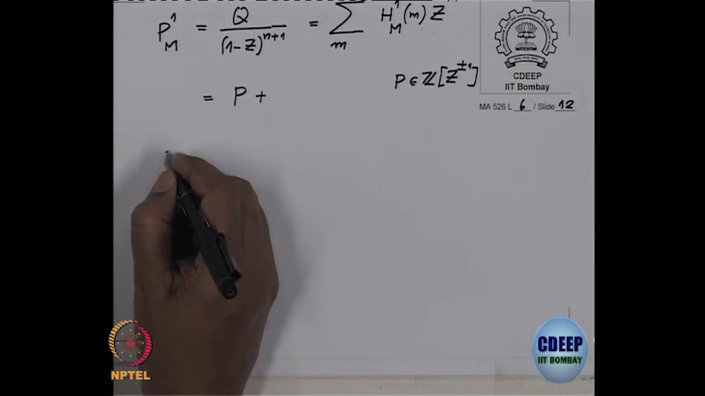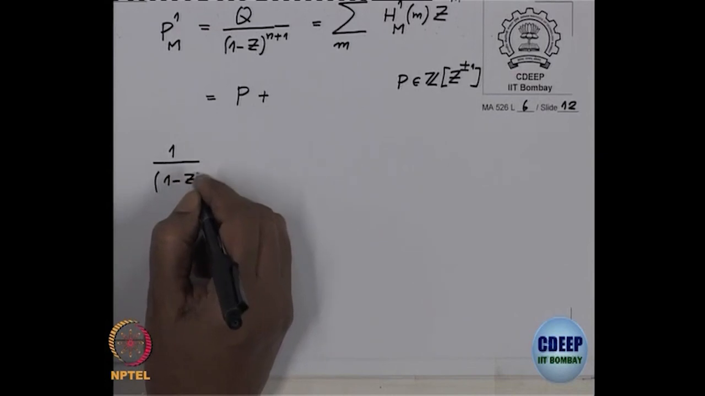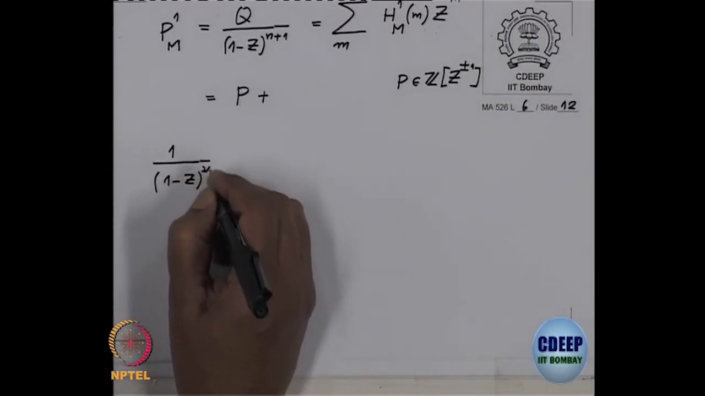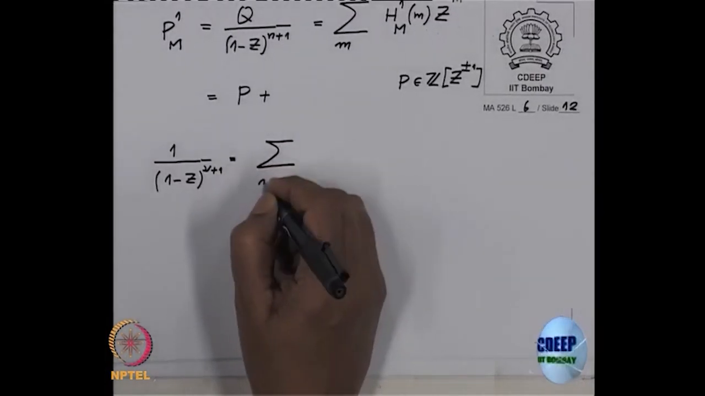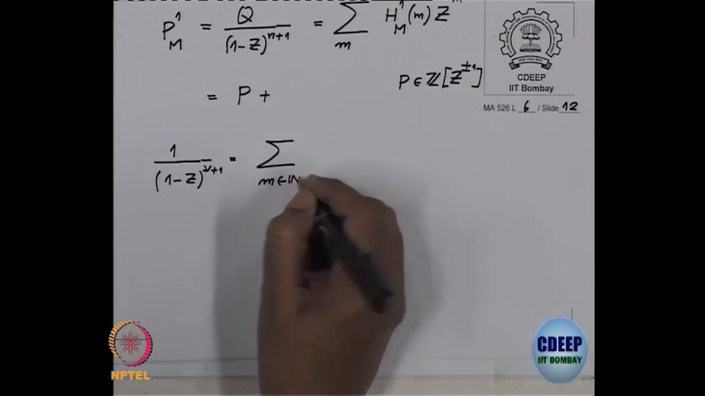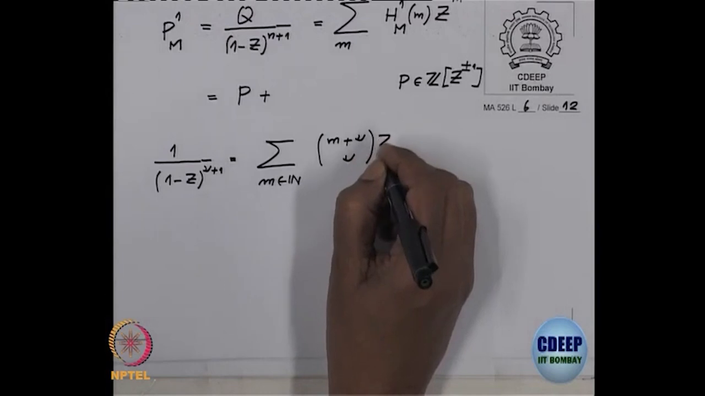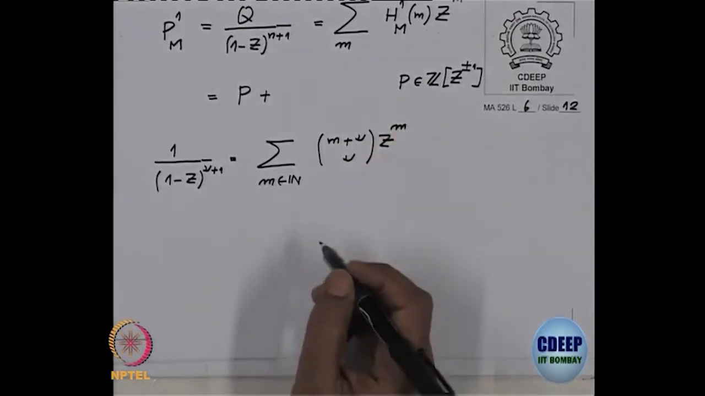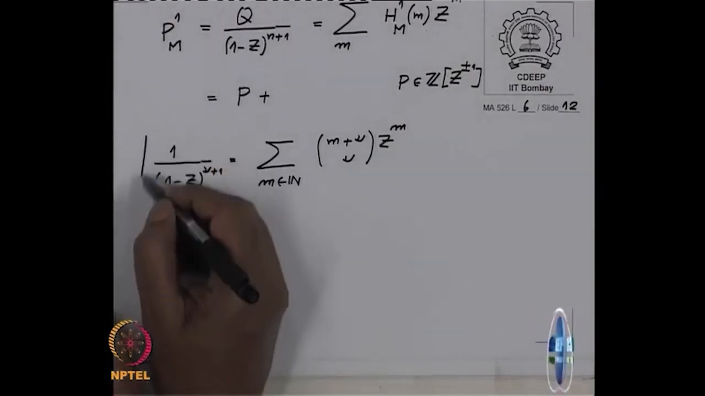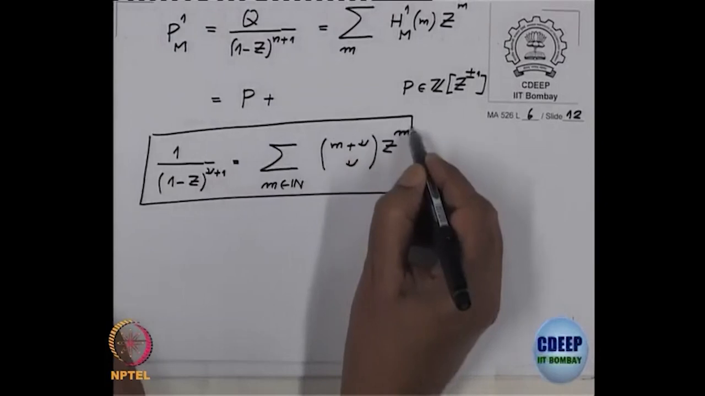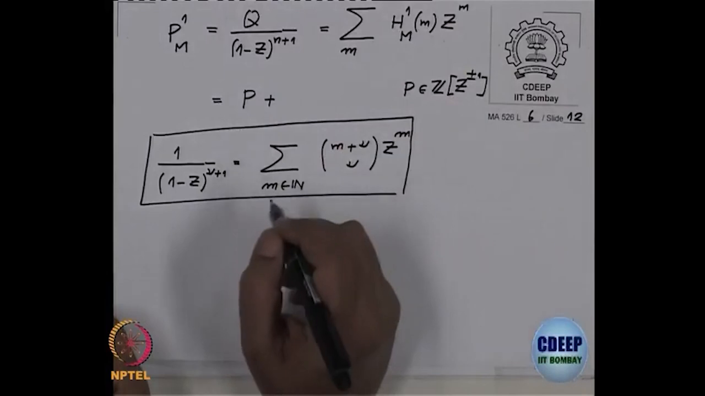In those terms I want to use this formula, the partial fraction decomposition. So, 1 by (1 minus z) to the power nu plus 1, what is the formula for this? This is the sum over m of m choose nu times z to the power m. This is more general than 1 by 1 minus z, no? I am going to plug it in here and rewrite this term.